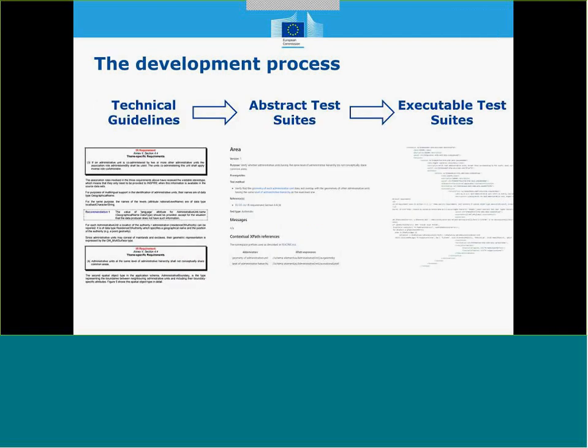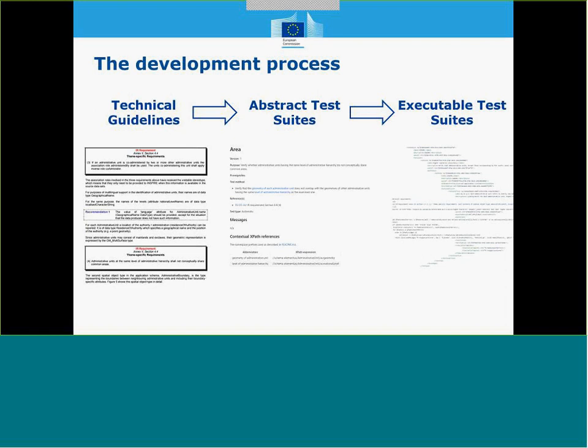So let's shortly discuss the development process. As said, all the tests are documented in technical guidelines. From technical guidelines, we go to the abstract test suites, which are the human readable form of these tests, and then translated to the executable test suites, which you can see are the computer readable version.